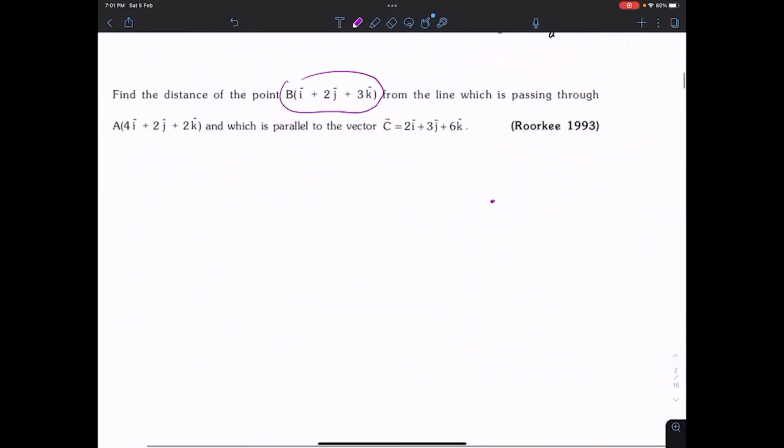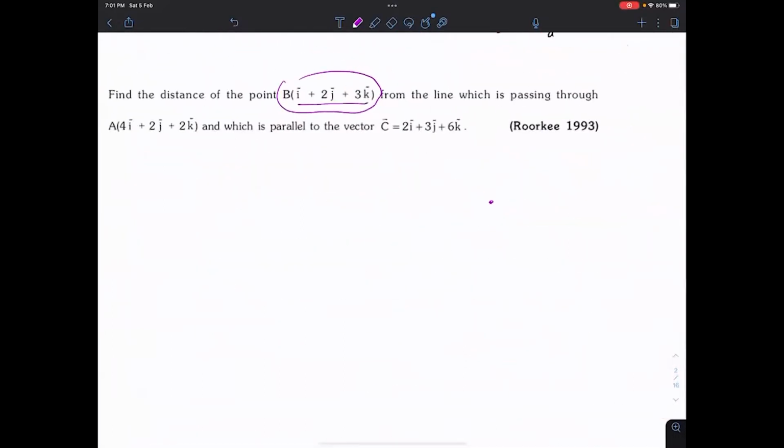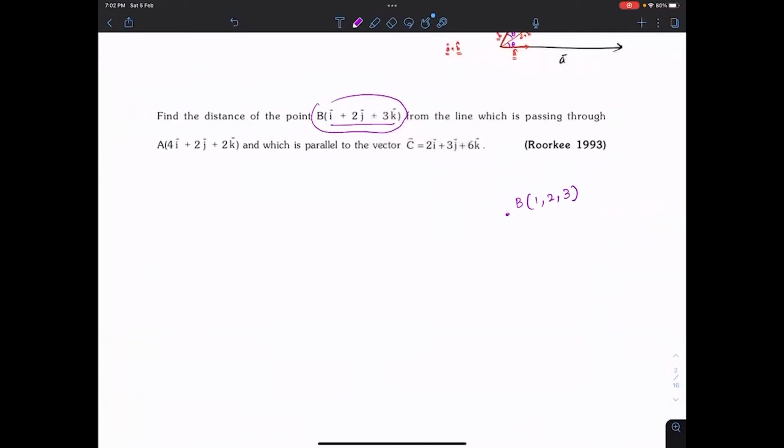Now here also, B in bracket like this it is there. So what is the position vector of point B? And with the position vector, directly you can write the coordinates of the point. Okay, I'm writing it 1, 2, 3. Now what they are asking, find the distance of this point to the line which is passing through a point whose coordinates are 4, 2, 2 and parallel to the vector 2i plus 3j plus 6k.